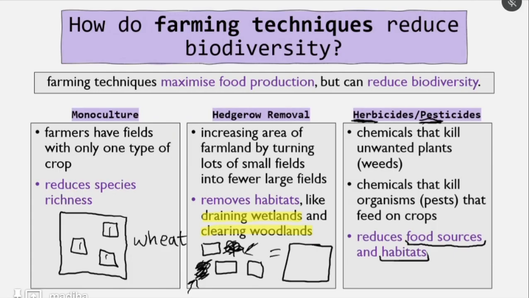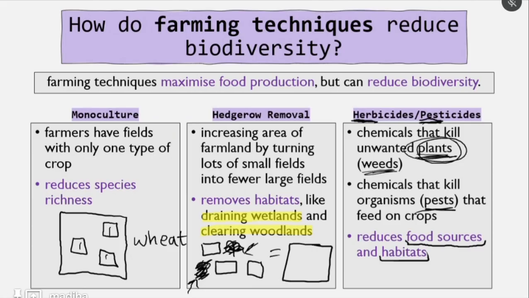So with food sources, what I mean is these plants, these weeds can be food sources for different types of animals. These pests as well are also food sources for large animals who might feed on these little organisms. So you're removing these food sources and these habitats as well. These plants are habitats for different types of insects. So you're reducing those habitats, you're reducing those food sources, and therefore you're reducing biodiversity.